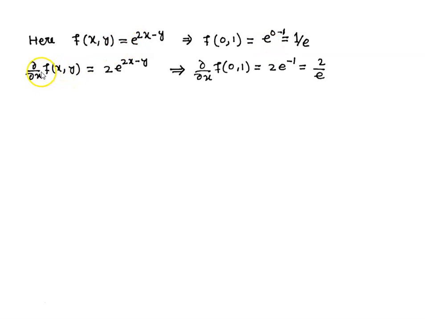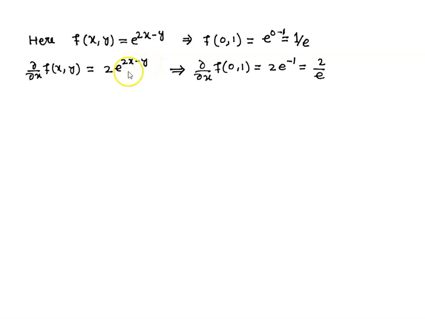Now the partial derivative of the function with respect to x is 2e^(2x−y), because the partial derivative of e^(2x−y) with respect to x is e^(2x−y) times the derivative of 2x−y. y is a constant, so the derivative of 2x is 2. So it is 2e^(2x−y).